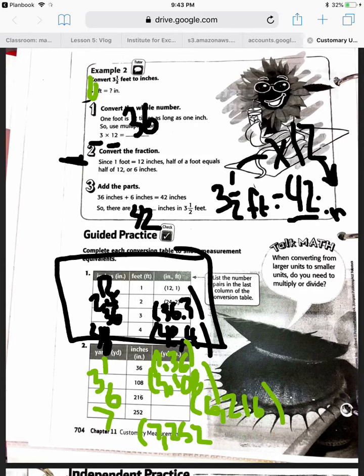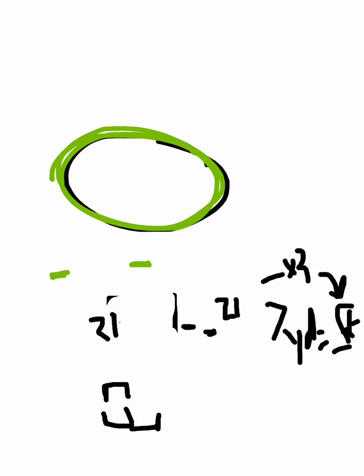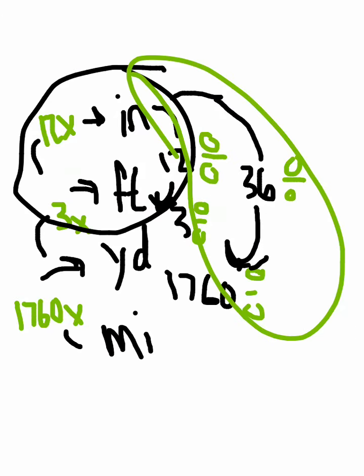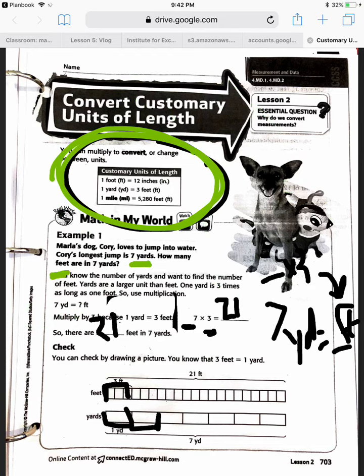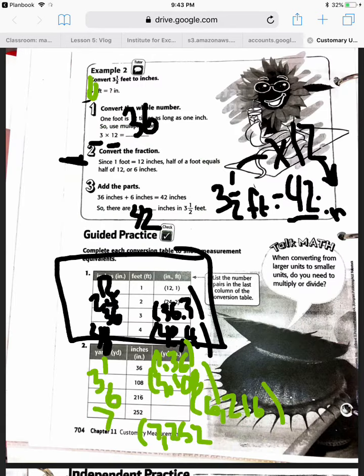So we did a lot today. We did a quick review of the index card that we had created. We then went in here and did the Math in My World, and then we came over here and did the guided practice and the example. So I'm going to call that a day right now.